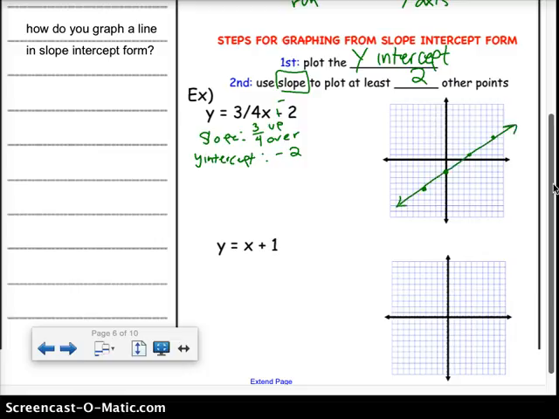Make sure you put arrows. A line, if you do not put arrows, if you're lazy and just do that, that is a segment. It's not a line. It just stops there. And you have to show that it goes on to infinity. Okay?